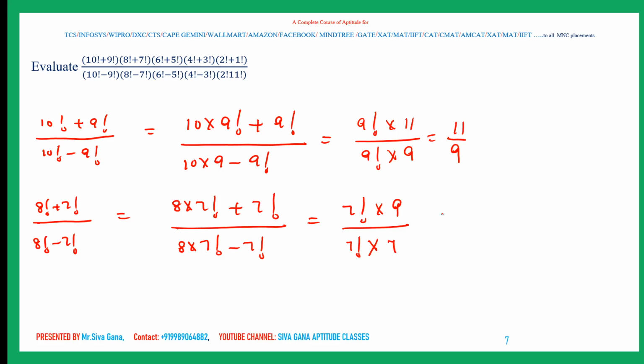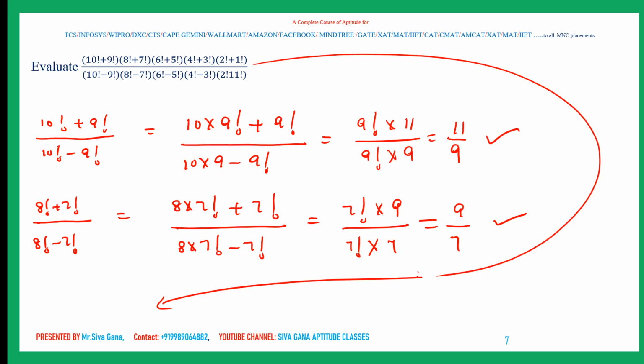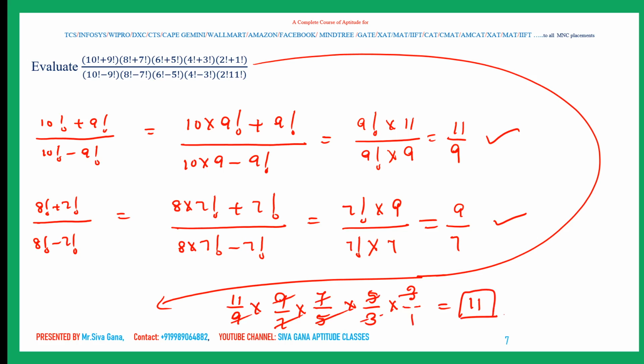8 minus 1 is 7. 7 factorial gets cancelled. We will get 9 by 7. Based on these two results, this can be written as 11 by 9 into 9 by 7 into 7 by 5 into 5 by 3 into 3 by 1. The 3s, 5s, 7s, and 9s get cancelled. 11 by 1, the answer is 11. This is the simplified value of that result.